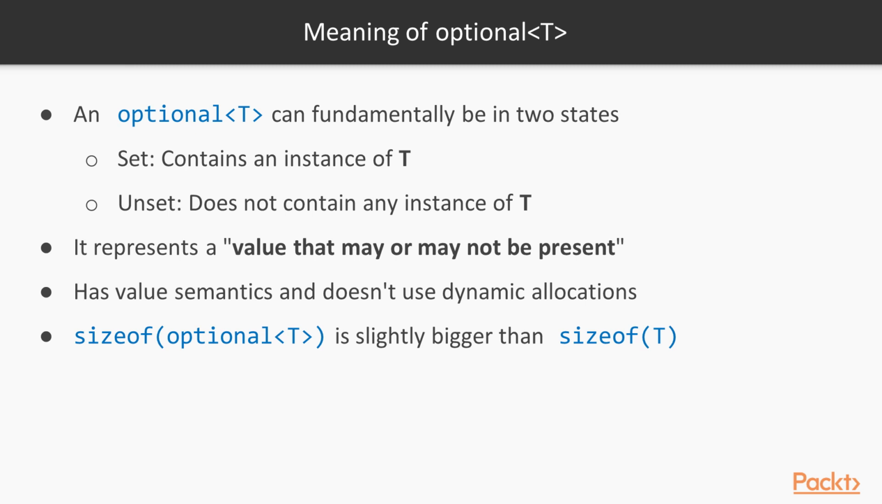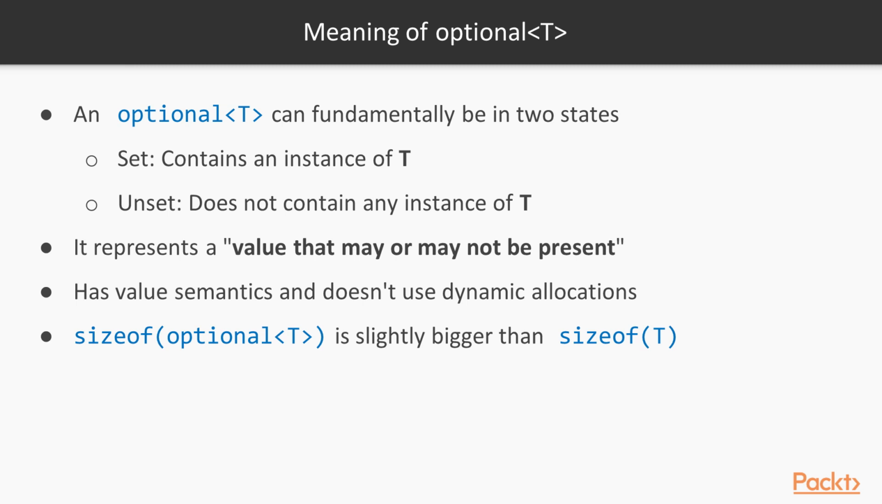An optional T can fundamentally be in two states. It can be set, which means that the optional contains an instance of T, or it can be unset, which means that the optional does not contain any instance of T, so it is empty. An optional represents a value that may or may not be present. It has value semantics and doesn't use any dynamic allocation.